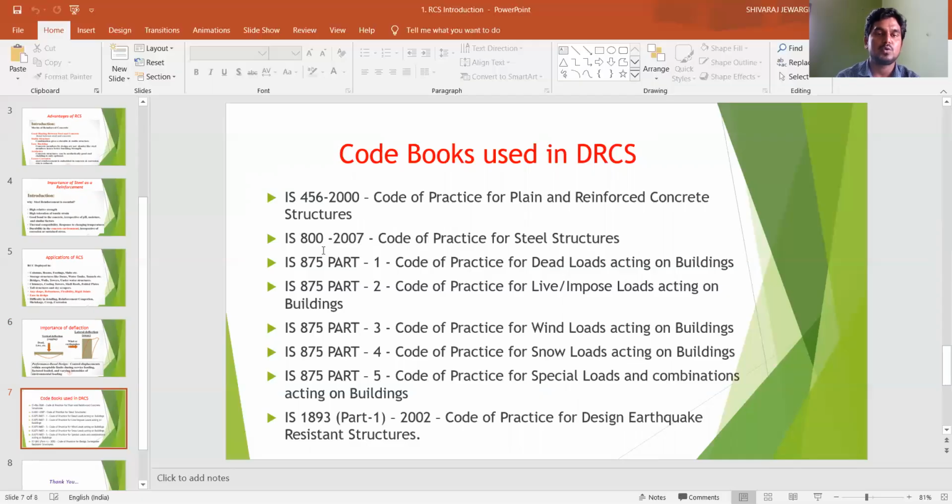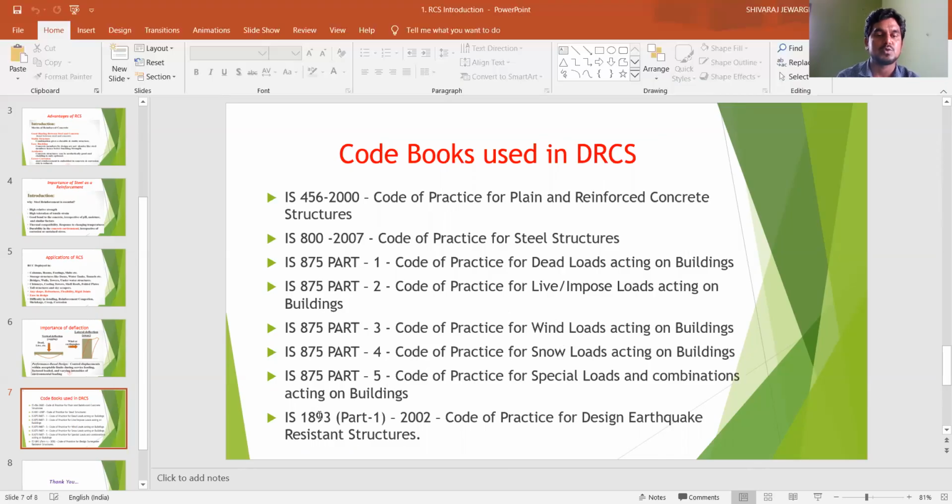Next, IS 800-2007 is used to design steel structural elements. And IS 875 is used for the loads. Part 1 deals with dead load, part 2 deals with live load, part 3 deals with wind loads, part 4 deals with snow loads acting on buildings, and part 5 is for special loads and combinations acting on a building. So IS 875 part 1 to part 5 deal specifically with the loads. By considering these codes, we consider the loads on a particular structure and then design accordingly.